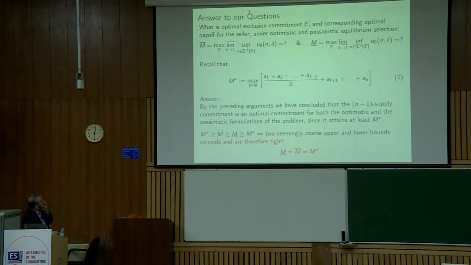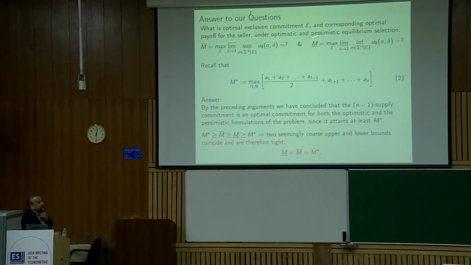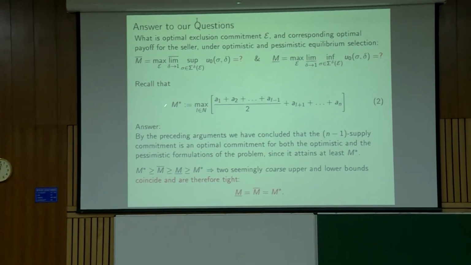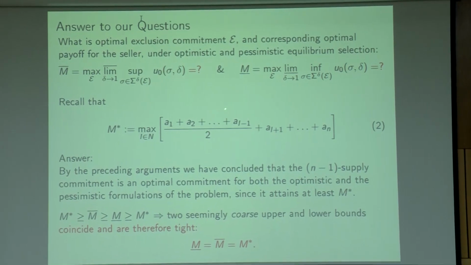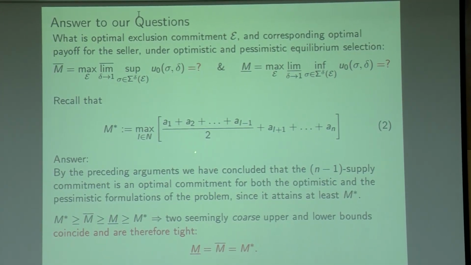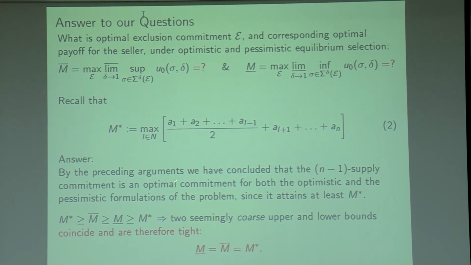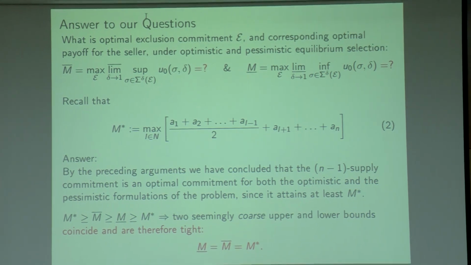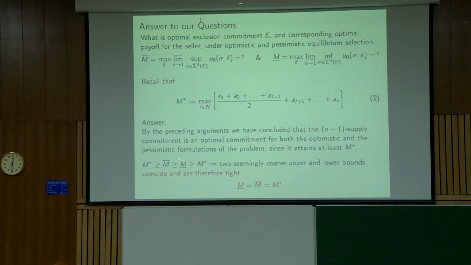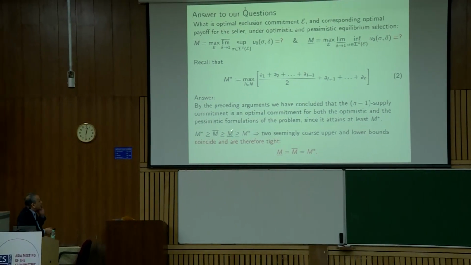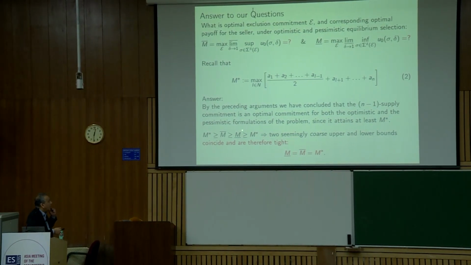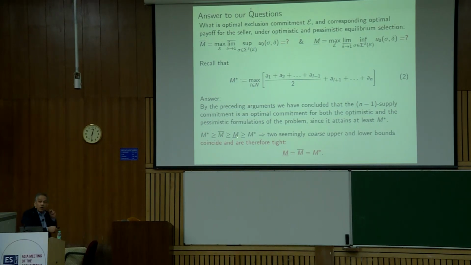Okay, what this means is that we actually know the answer to our questions. What is the optimal commitment to these two problems? Well, it's the same one. It's the n-1 supply commitment. The n-1 supply commitment is optimal for the pessimistic problem because it attains a payoff m star from a pessimistic perspective, which we also know is the maximal attainable payoff from an optimistic perspective. Okay, so you're squeezed between the lower bound and the upper. If you look at the n-1 supply commitment, the lower bound of payoffs from it is m star, which we argued earlier. We also know that an upper bound across all possible exclusional commitments is m star, and you're squeezed between these upper and lower bounds.